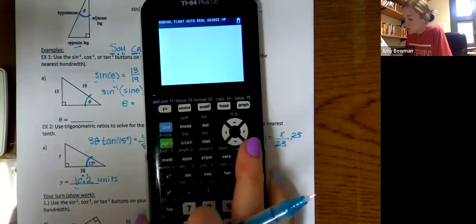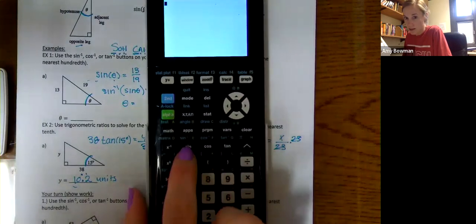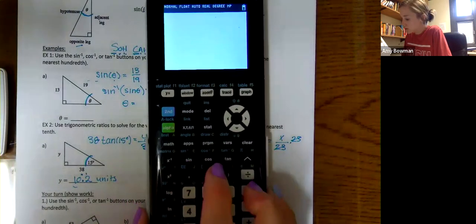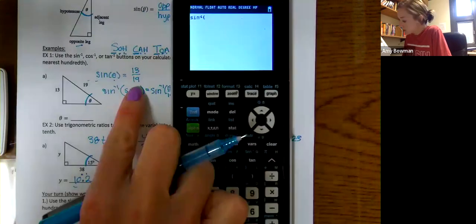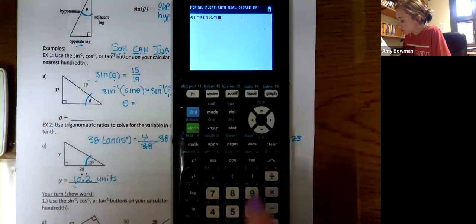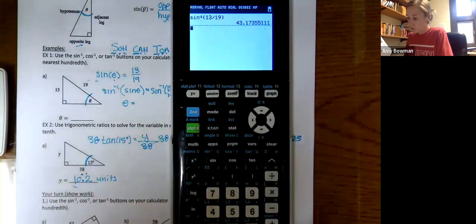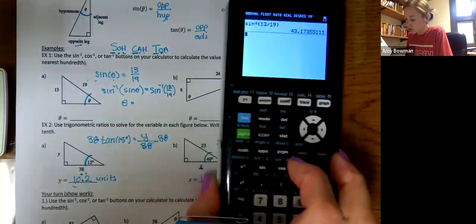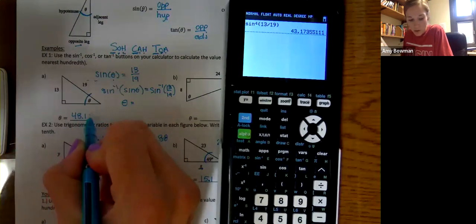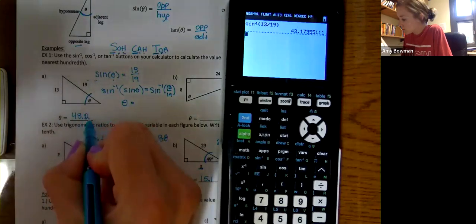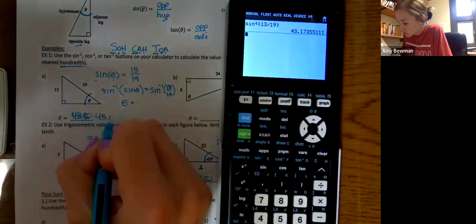And on the calculator, you see the sine button right here. Inverse sine is just second sine. So I'll just type in second sine and then type in my fraction 13 over 19. So this is going to tell me what the angle is if the sine ratio is 13 over 19. So 43.17. Again, make sure you're in degree mode. Oh, it says hundredth. My bad, hundredth. Okay. So that is 43.17 degrees.